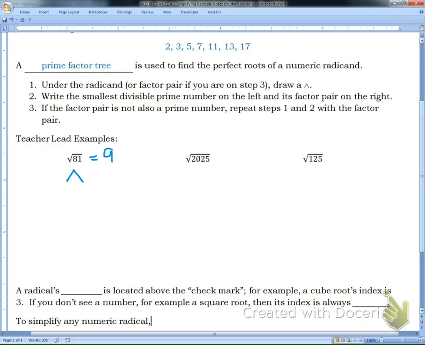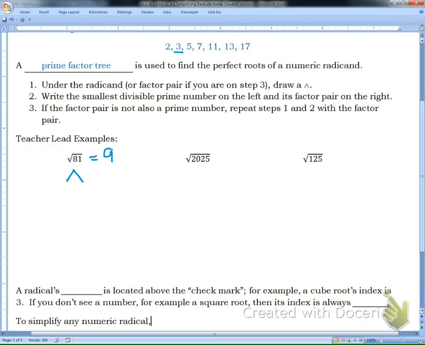So let's work on creating what's called the prime factor tree. You draw your caret underneath your radicand, the 81. Then you'll write the smallest divisible prime number on the left and its factor pair on the right. So what I mean by that is look at the number 81. Starting with the smallest prime number we know, 2. Can 81 be divided by 2? No. We know that any number that's an even number can be divided by 2, but if it's an odd number, you can't. So it's not divided by 2.